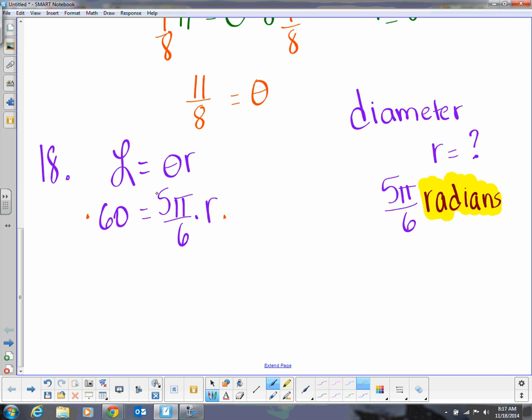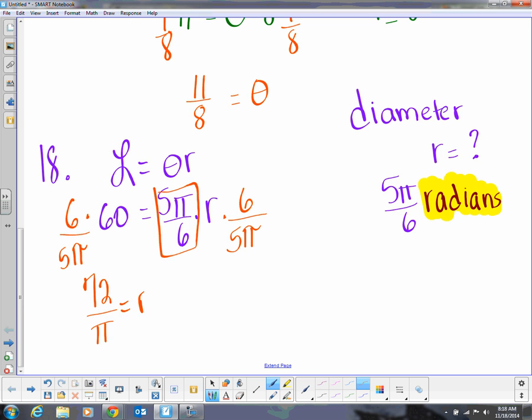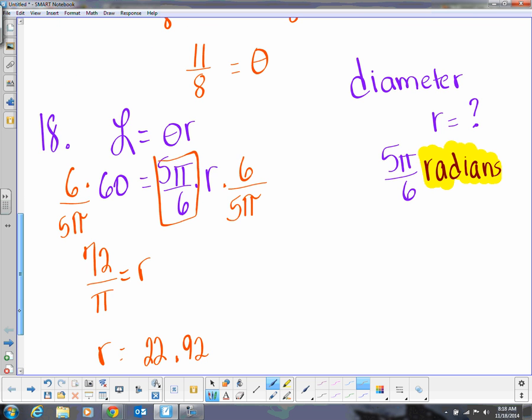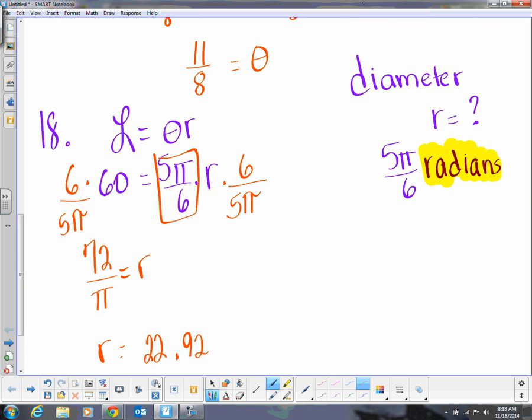All right, how do we solve for r if this is a fraction? Now, that means the pi is in the denominator. 6 over 5 pi. So that's 360 over 5, which reduces to 72 over pi. All right, so I didn't leave it that way. I went ahead and did the division, and I got 22.92. But remember, and this is good, and you'll have almost all the credit, but they didn't ask for the radius, they asked for the what?